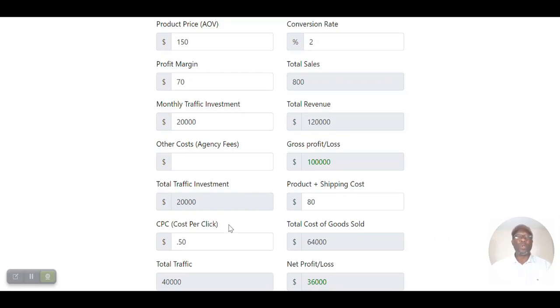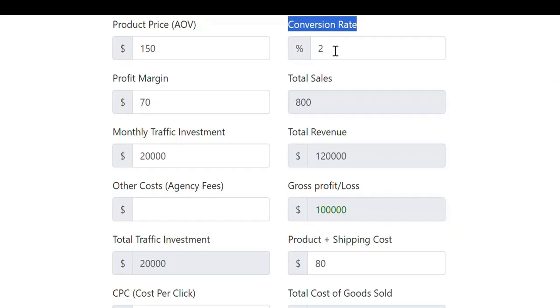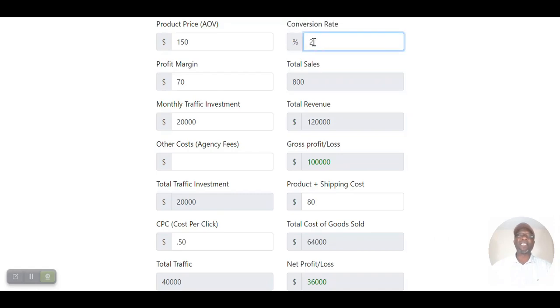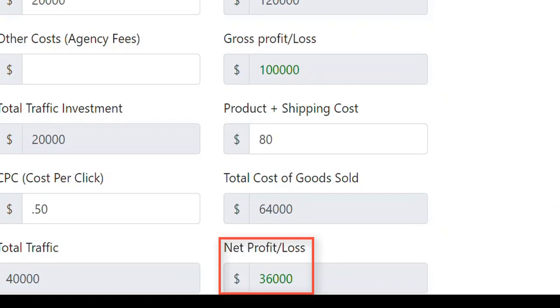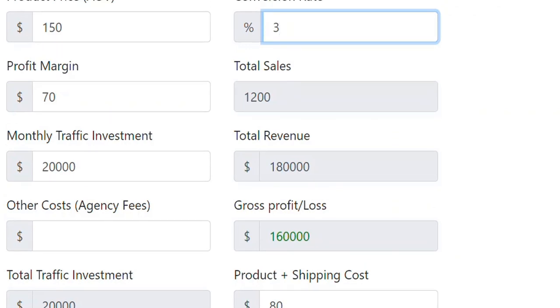Okay. Now, the third thing you can do is to increase your conversion rate. We can increase conversion rate here. Let's say we increase it to 3% instead of 2%. Now, you can see their net profit has doubled. Okay. And so is their sales.